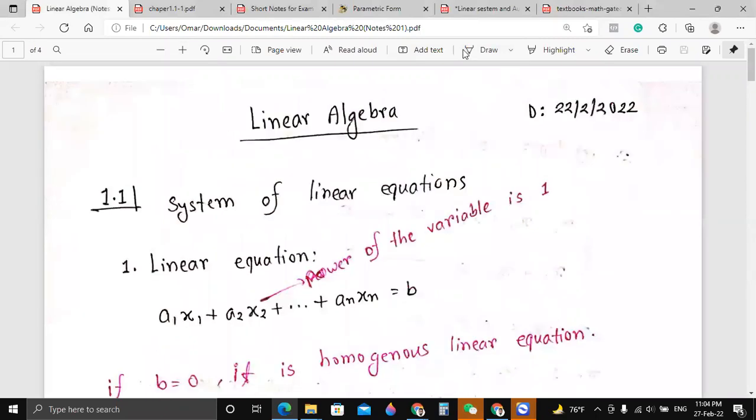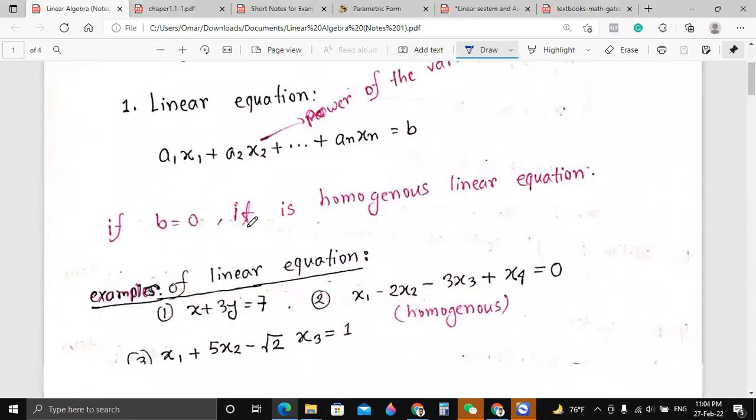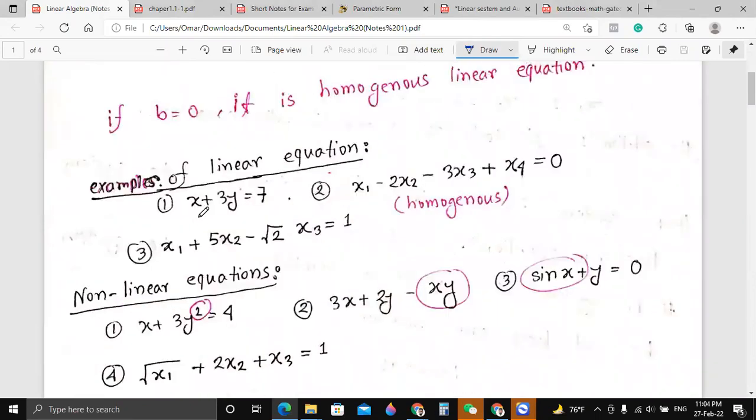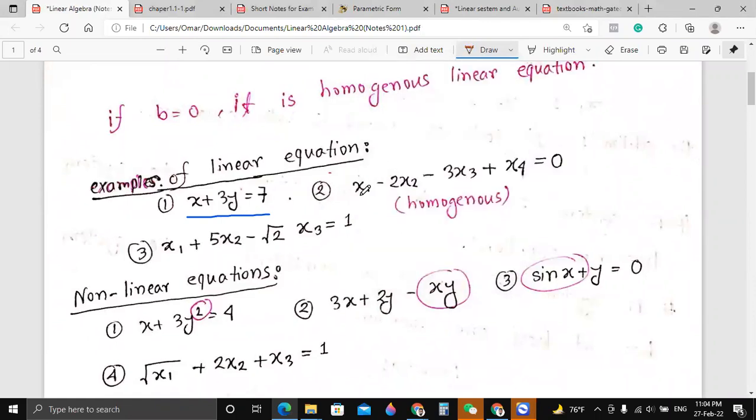So you see here, we have to identify which one is a linear equation and which one is a non-linear equation. For example, we have some examples: x plus 3y equal to 7, and then x1 minus 2 x2 minus 3 x3 minus x4 equal to 0. If we have only 0 on the right side and everything else on the left side, this type of equation is called a homogeneous equation, okay? Homogeneous equation.